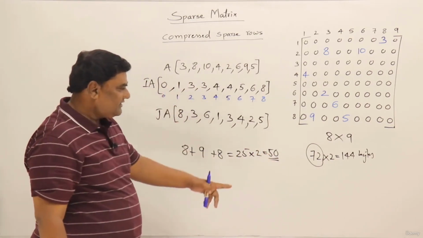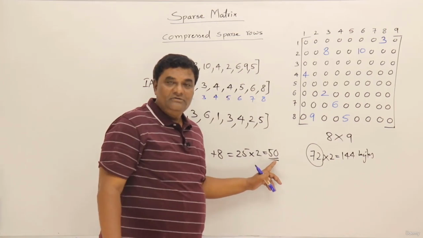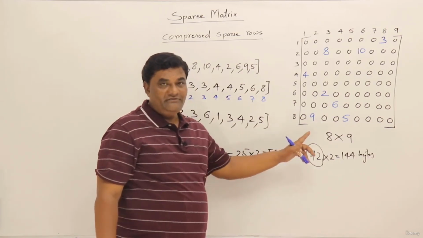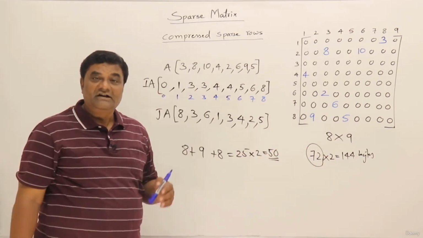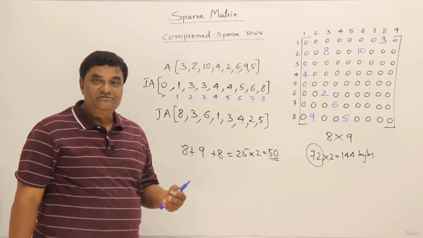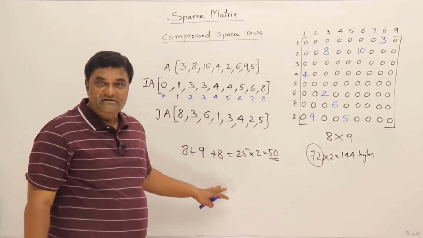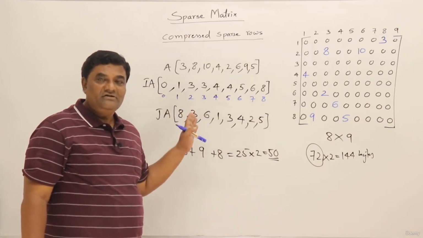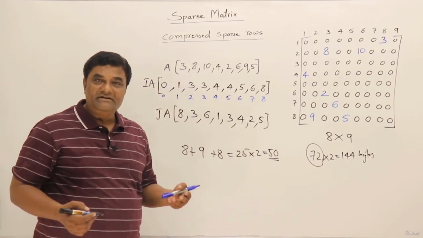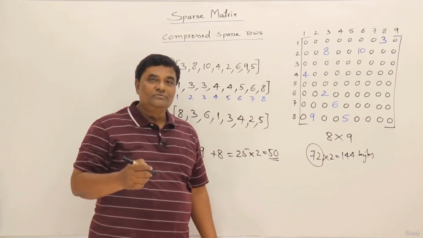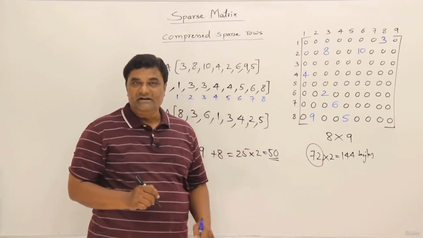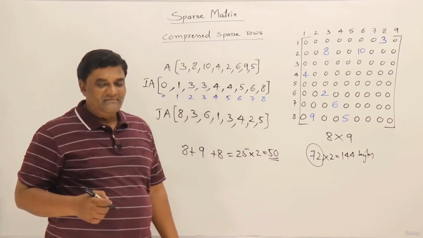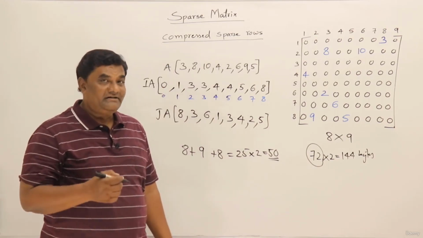So that is 144 and this is 50. So almost it is 30% of that space. So 30% of memory is reduced if you are following this method. So similarly in the coordinate list or the 3-column method also the memory is saved. Now I will take 2 small examples of sparse matrix and show you how addition of sparse matrices can be done.